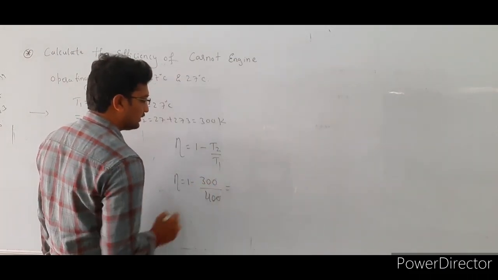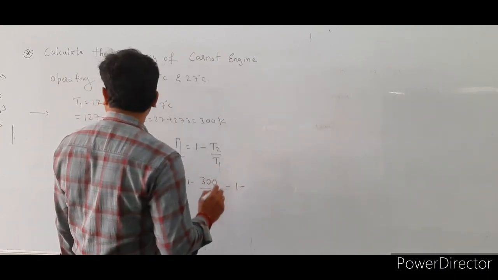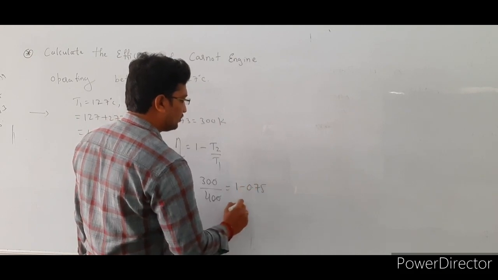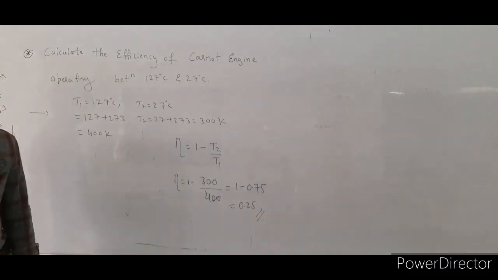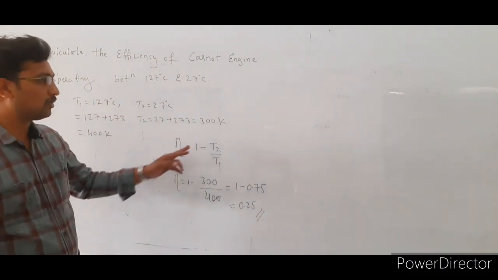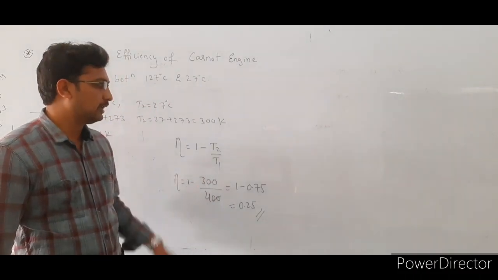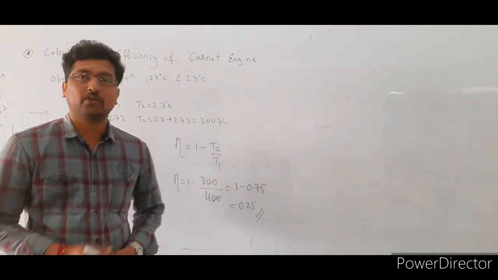This gets cancelled. Eta is equal to 1 minus 0.75, which is equal to 0.25. So this is the efficiency of a Carnot engine, eta is equal to 1 minus T2 by T1. Here 1 minus T2 value 300, T1 is 400. So 3 by 4 is equal to 0.75. Then efficiency is equal to 0.25.